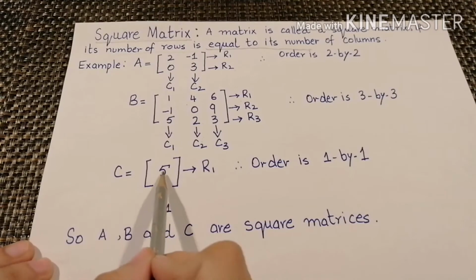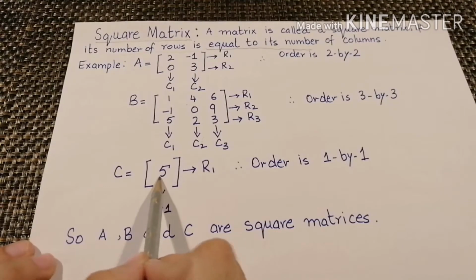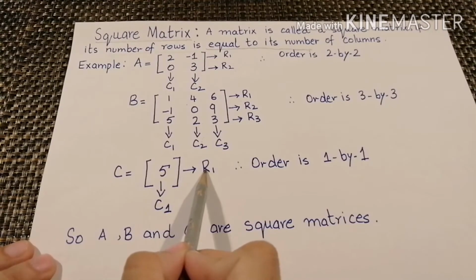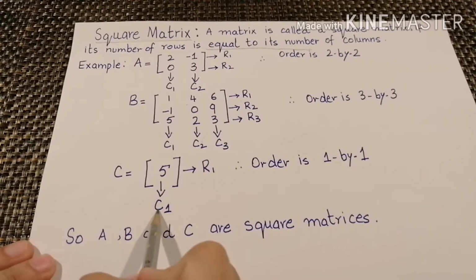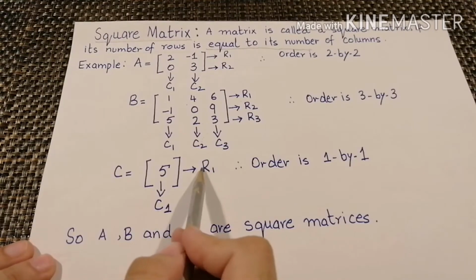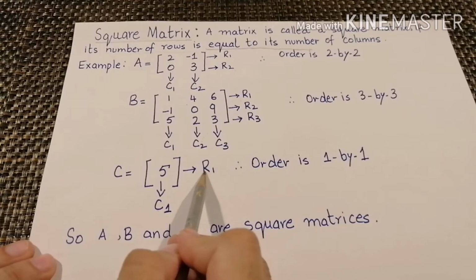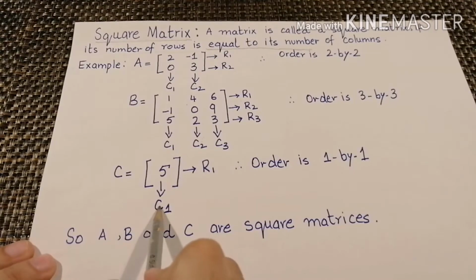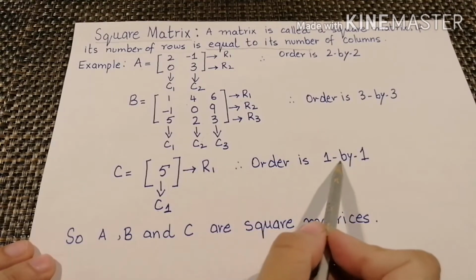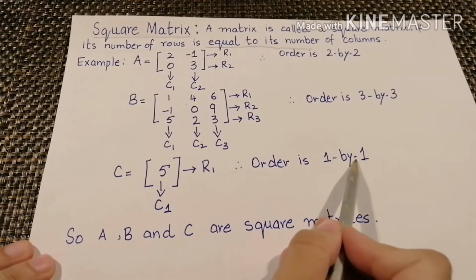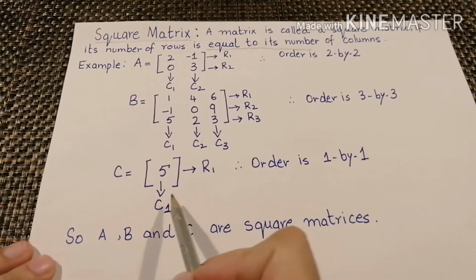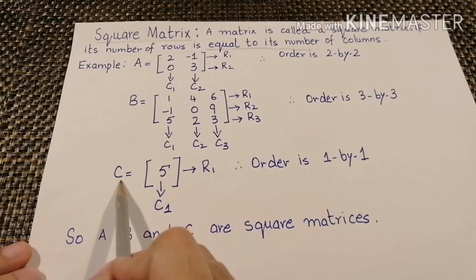C is equal to only one entry, 5. Here there is only one row and one column. Again, the key point is that the number of rows should be equal to the number of columns. Here the order is also 1 by 1. Rows and columns are equal. So we can say that this is also a square matrix.